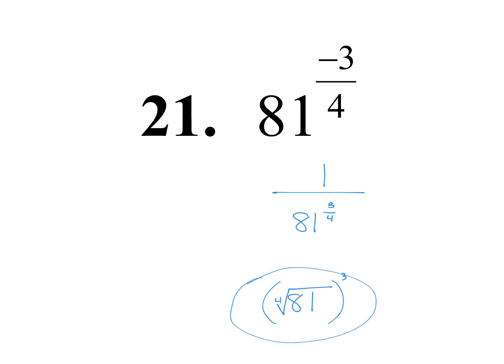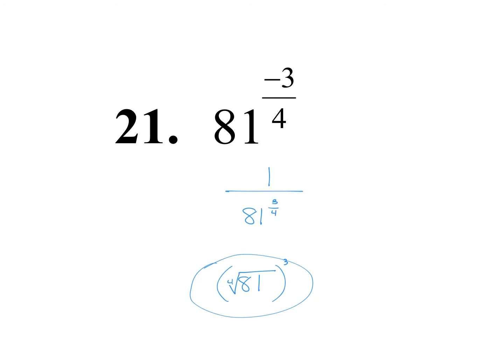Okay, so this is a 4th root of 81. Do you remember how to do a 4th root on your calculator? You need to put in a 4 first, right? So you'll go 4, math, 5 will get you the 4th root. And then you can take that number and cube it. So 81 to the 3/4 power comes out to 3 cubed, which is 27. So this is 1 over 27.